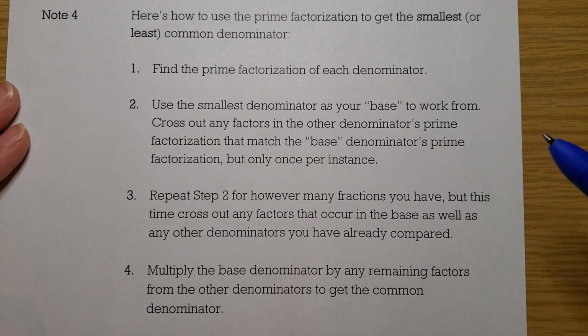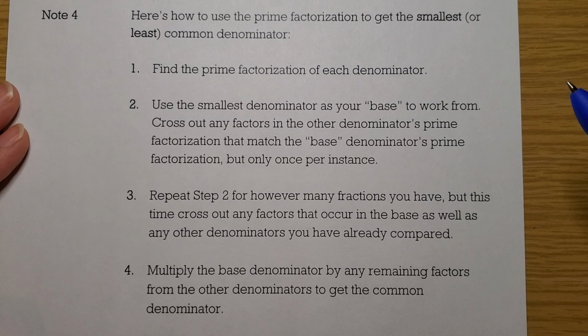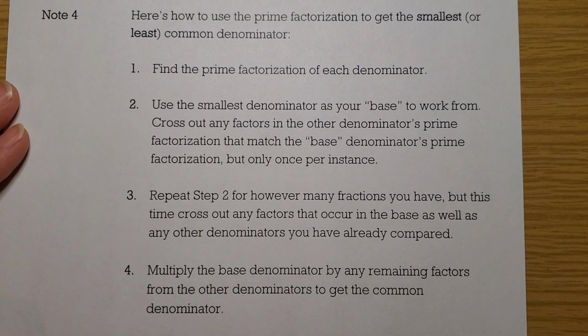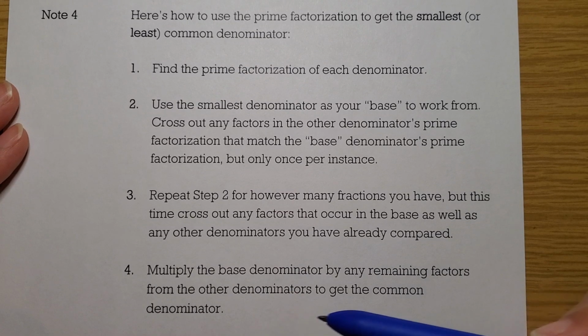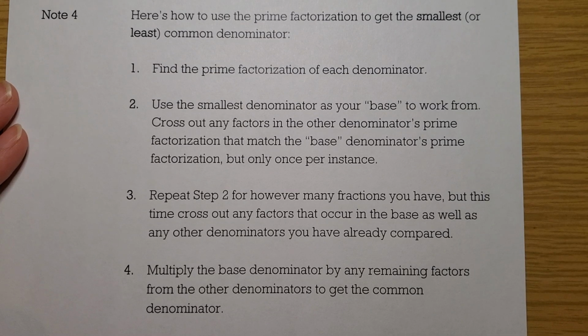And we're going to see whatever factors from that one are missing from the base, and we're going to toss them in. And then we go to the next fraction, and whichever ones of those are missing from the new base, we're going to toss those in, and we're going to keep doing that. And then once we've finished, we're going to multiply all of those prime factors together. And not only will that get us a common denominator for all our fractions, but it will give us the smallest possible common denominator.